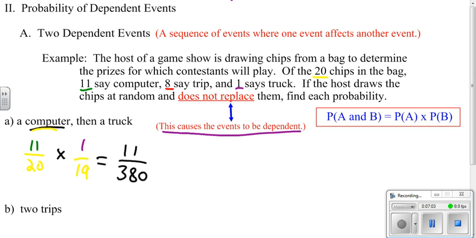So in this case then, we could reduce that down. Well, I'll just say it in something else. In decimal form, it would be 0.029, or we could say 2.9%. There's a 2.9% chance that the chips will say computer, then truck.